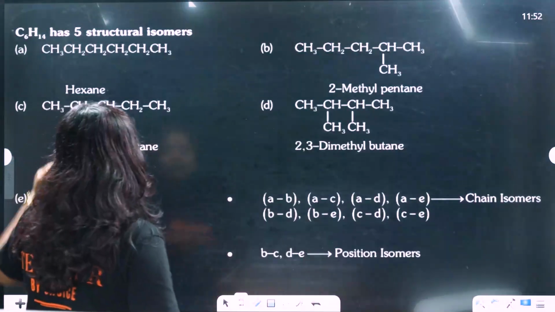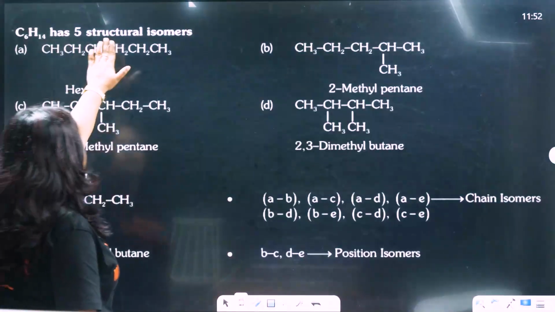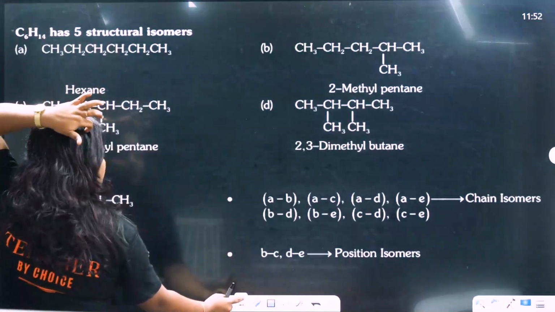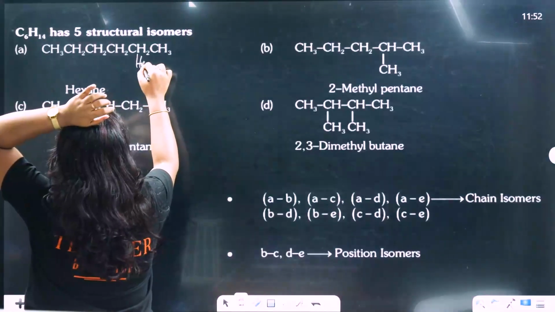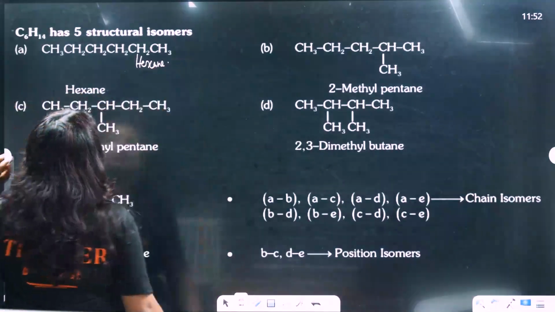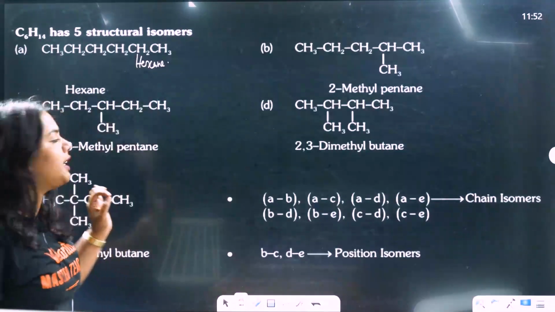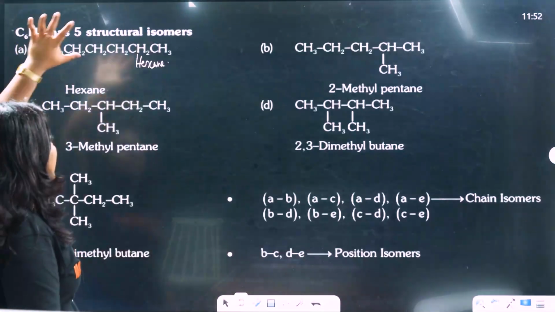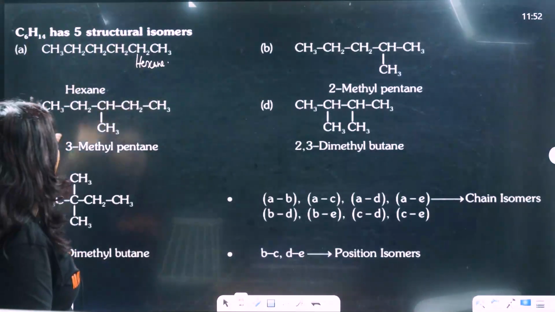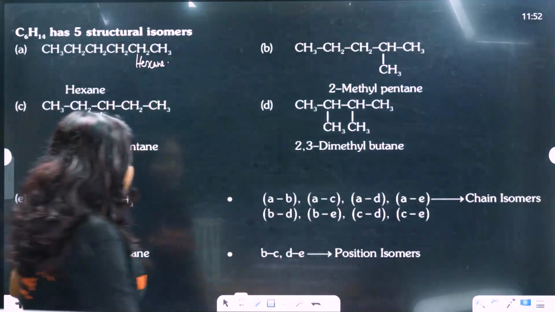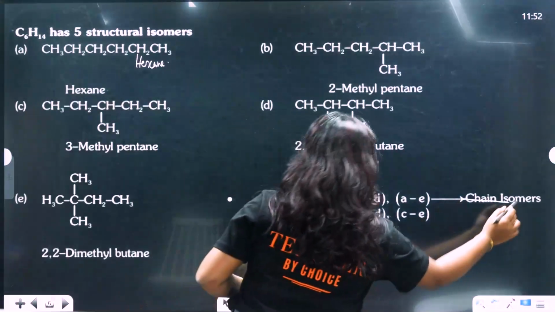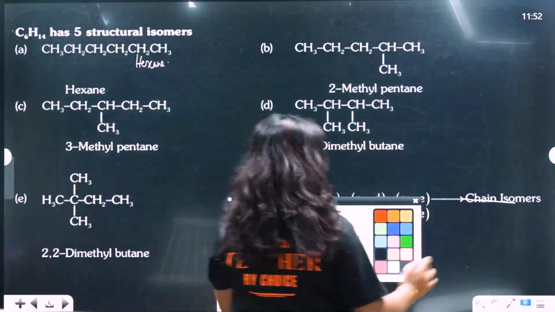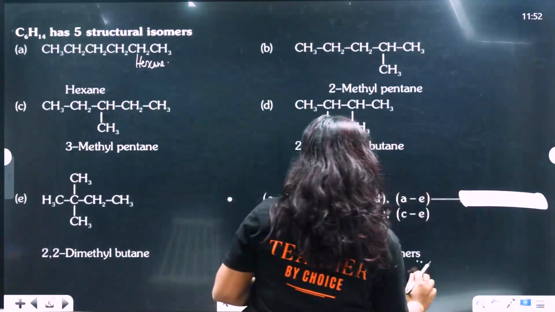I'll tell you one thing, my dear students. This is the parent chain, and the name of this particular one is hexane. This is hexane, right? 1 2 3 4 5 6, 6 carbons have come, hexane has come. They have already given the different forms of this hexane in the question itself.